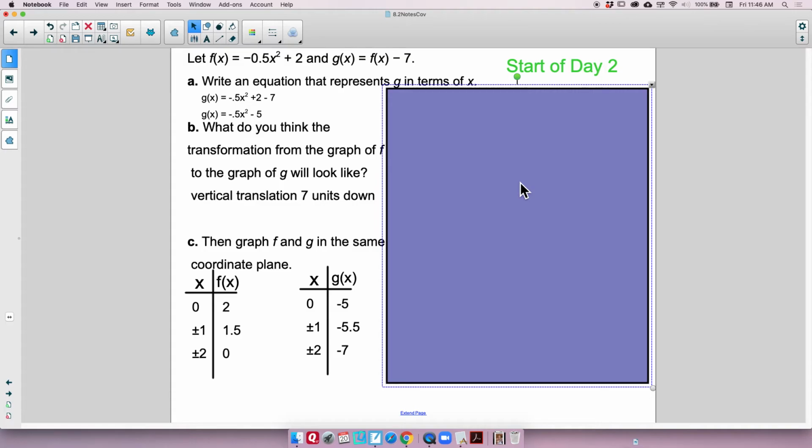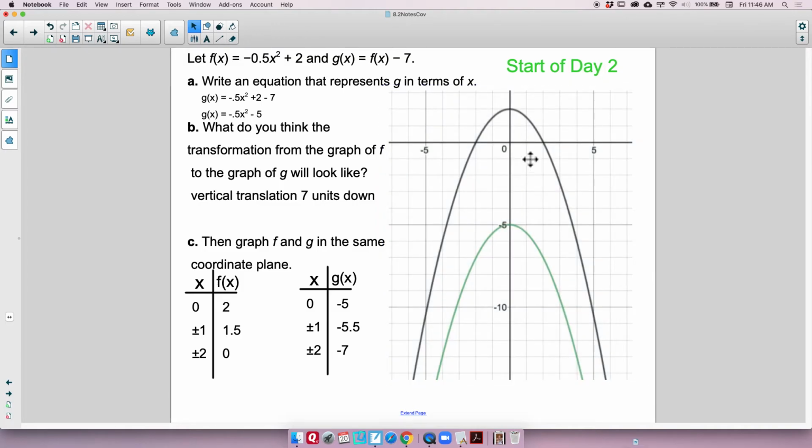Graph both of those. Again, that'll take you some time, but you can pause the video. And you should have gotten this. Okay, so this is f of x. This is g of x. What would you do if we didn't ask you to describe them? Basically we translated 7 units down. And is it a stretch or shrink? No, it's still the same negative 0.5 leading coefficient on both of them.